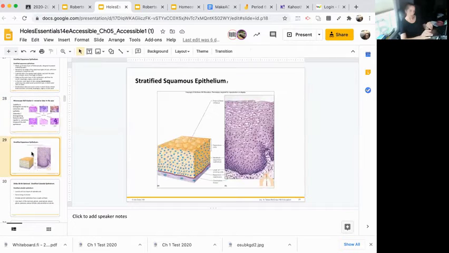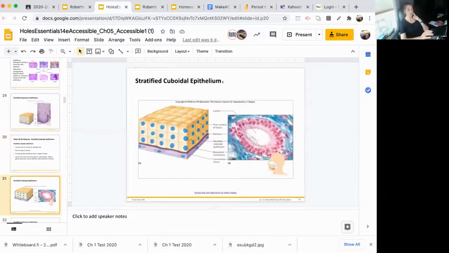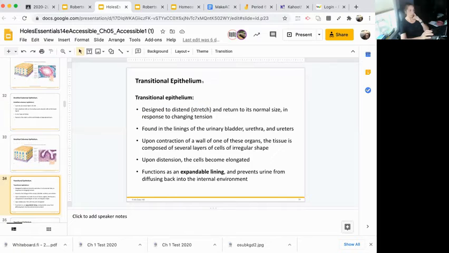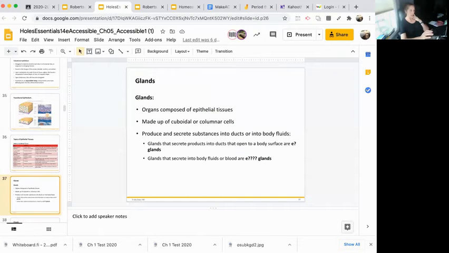All right, and this is showing you normal skin again. But we'll talk about that a lot when we get to our integumentary chapter. So slides 30 to 36 are also extra. So if you happen to get these correct and learn them, it will help you for college in your histology labs, but it's not required for this class.